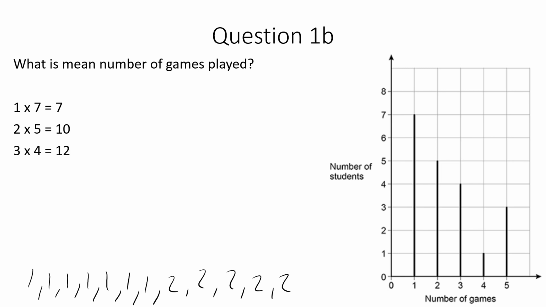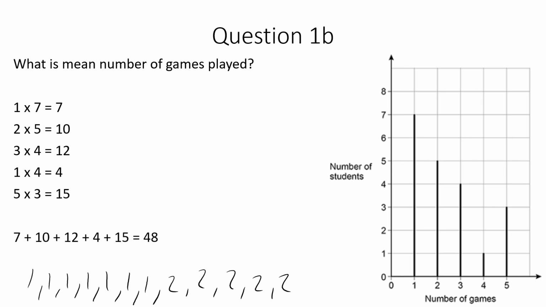Then we've got 4 students who are playing 3 games, so we can do the 3 times 4 there. Then we've got 1 student who's just playing 4 games. And then we've got at the end there 3 students who play 5 games. So you can see there, we've got now the totals for each bar. If you were to add up the individual values that are being shown by each bar, those are the 5 values that you would have.